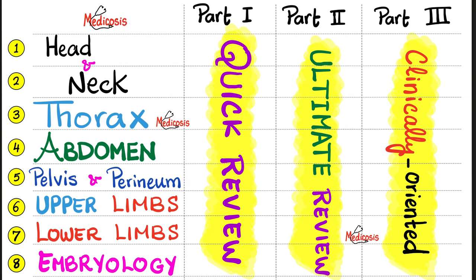The thorax is the same. There is Part 1, Quick Review, Part 2, Ultimate Review of the Thorax, and Part 3, Clinically Oriented Anatomy of the Thorax. Same for the abdomen, same for the pelvis and perineum, same for the upper extremities and the lower extremities. I even have embryology review videos and neuroanatomy review videos, my favorite ever. So here we have 8 times 3 is 24 videos. Just by watching them, you will know more anatomy than most doctors.